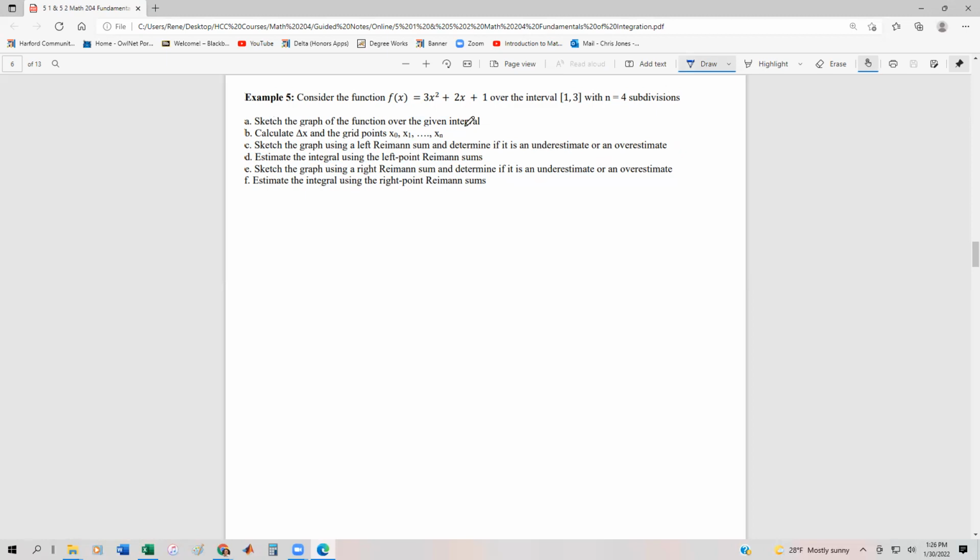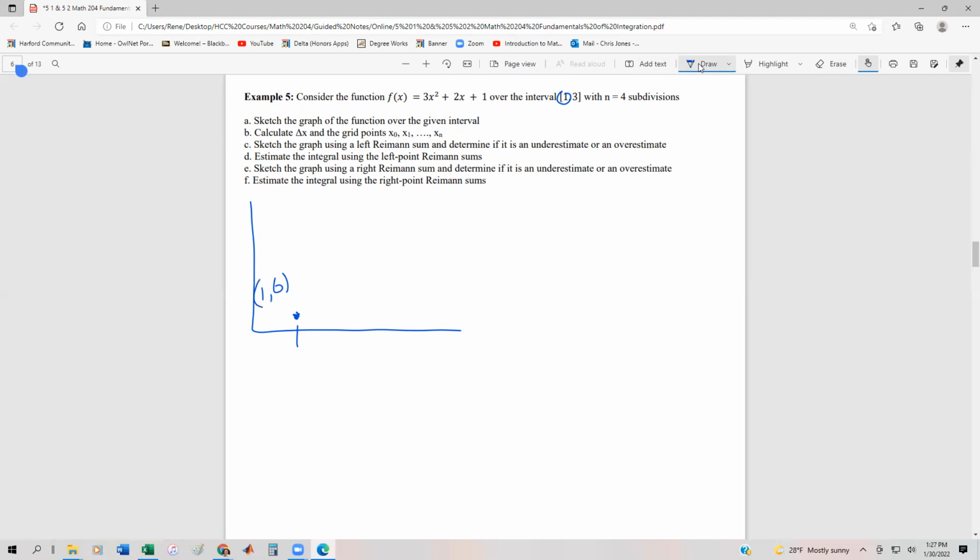Sketch the graph. Really nice quadratic. To do this, you could just put it in your graphing calculator. I'm just going to exaggerate what this looks like. Now, I know that if I plug in 1, which is the lower bound, that's going to be 3 plus 2 plus 1, which is 6. So the point is (1, 6). If I were to graph this really small, I'm going to get rid of this Y marker. That's going to be right about here. So that's the point (1, 6).